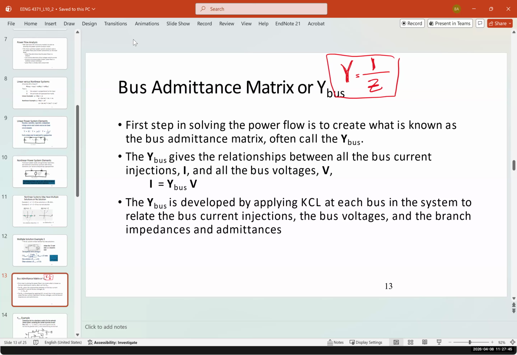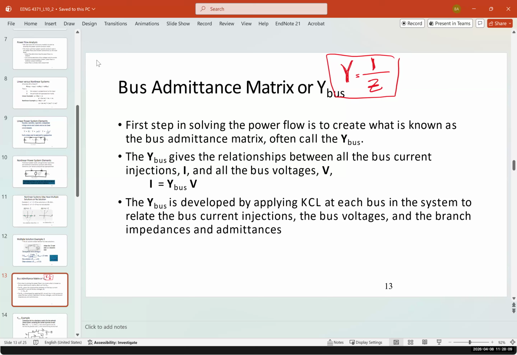Admittance actually gives us conductivity. So the lower the admittance is, it means you have higher resistance, and the higher the admittance is, you have lower resistance, meaning the higher the admittance is, you have better conductivity. So copper has a higher admittance than aluminum, for example.